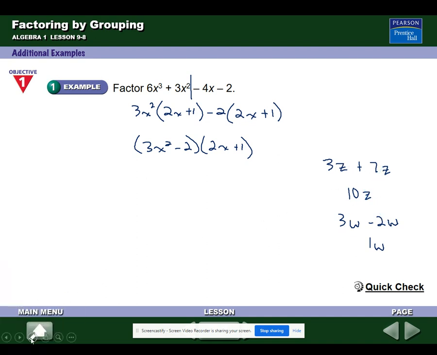Back to the problem that is 3z plus 7z. What happened to the other z? Well, no, nothing happened to the other one. They just got combined. You had 3 of them. Now you have 7 of them. Total, you have 10 of them.